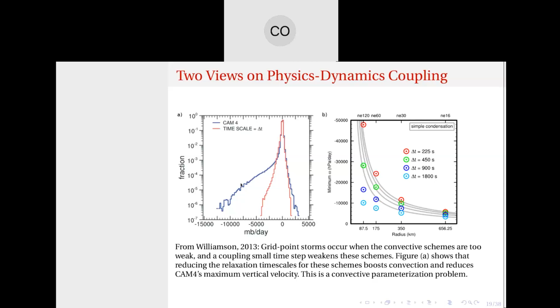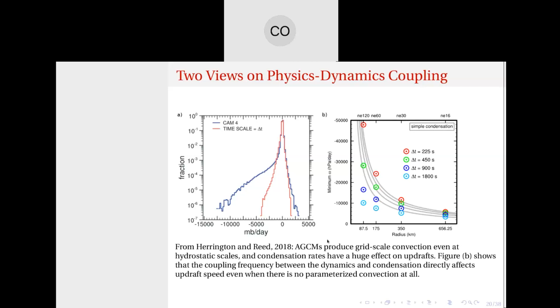So figure A here is showing a change that alters the vertical velocity by quite a bit, which basically just changes a relaxation timescale in the convective scheme. The red line is basically boosting the convection scheme by a lot, and you see that the negative vertical velocities that occur in CAM4 really start to go away. So from that reading, this is an issue with the parameterized convection not really relieving instability, so it ends up having to be absorbed by the dynamics, which produces these large, intense storms at around the grid cell.